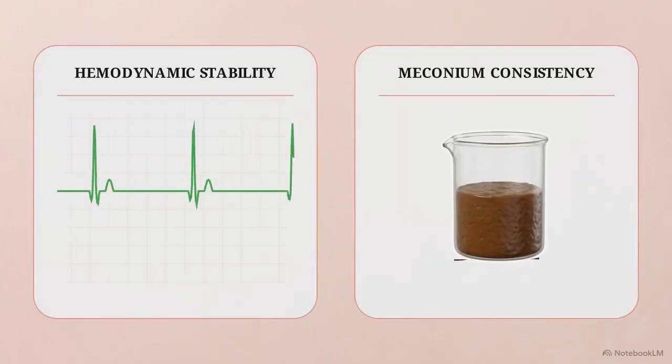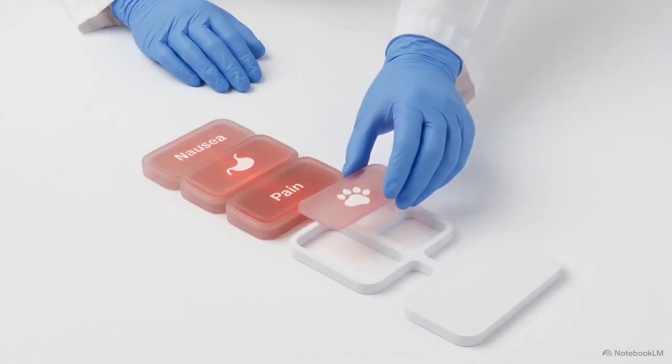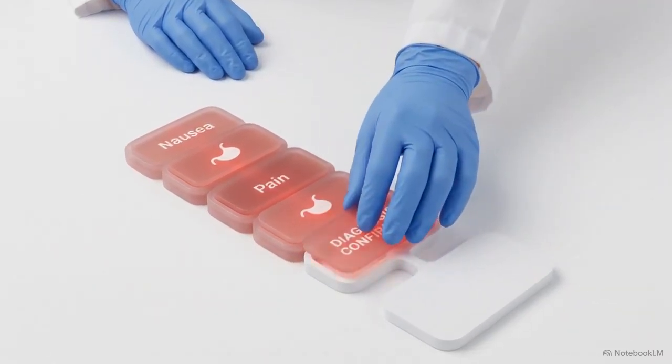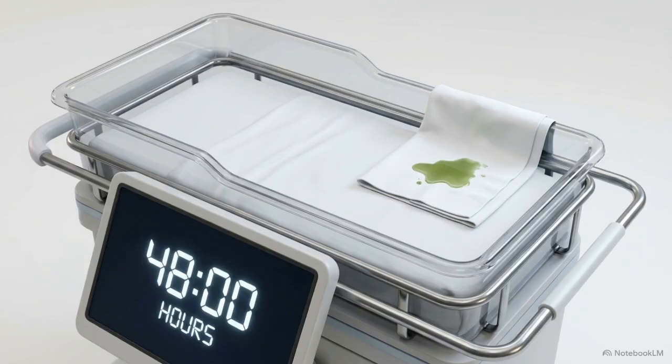or delayed meconium passage. Separating these mimics requires finding a single distinguishing feature, such as the patient's hemodynamic stability or the specific consistency of the meconium. Mastering this chronological and symptom-based matrix provides the evidence needed to determine the precise next step in management. Consider the first chronological window, a neonate presenting within the first 48 hours of life with early bilious emesis.